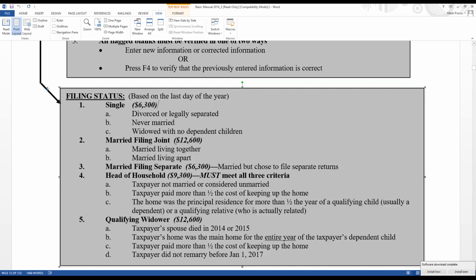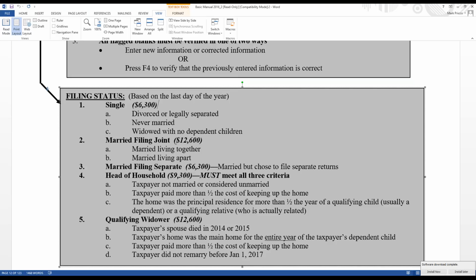Next, we have married filing joint. That just means they're currently married, and it's based on the last day of the year. So if they were single all year long and they got married on December 31st, they are considered married the entire year. You don't prorate it or anything like that. A lot of people think, I got married in November, so this year I get to decide whether I want to do single or married. That's not how it works. If you're married at the end of the year, December 31st, you're considered married the entire year. You don't have that option of choosing.